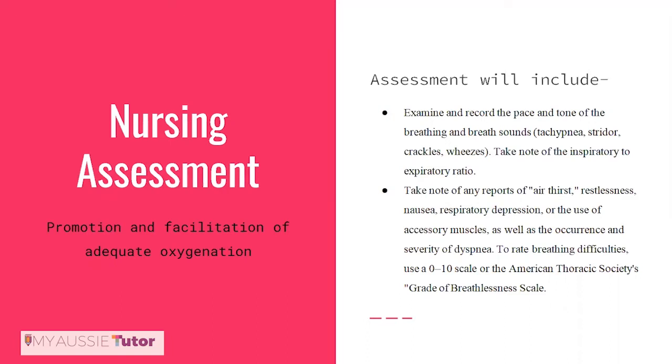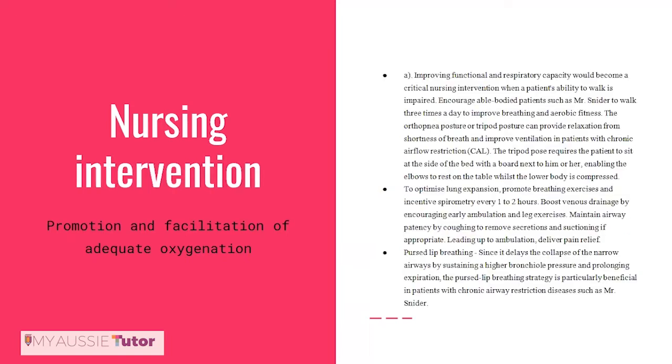And then again taking note of any reports of air thirst felt by the patient or restlessness, nausea, respiratory depression, or the use of accessory muscles, as well as the occurrence and severity of dyspnea. To rate breathing difficulties, a 0 to 10 scale of the American Thoracic Society's grade of breathlessness scale will be used to make note.